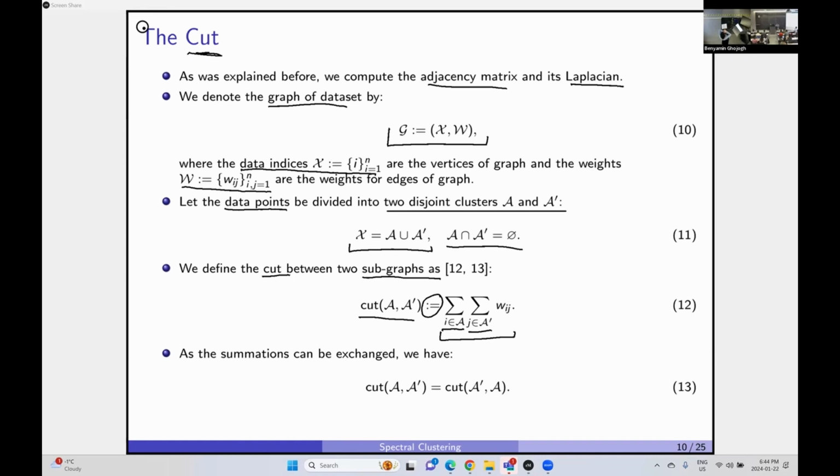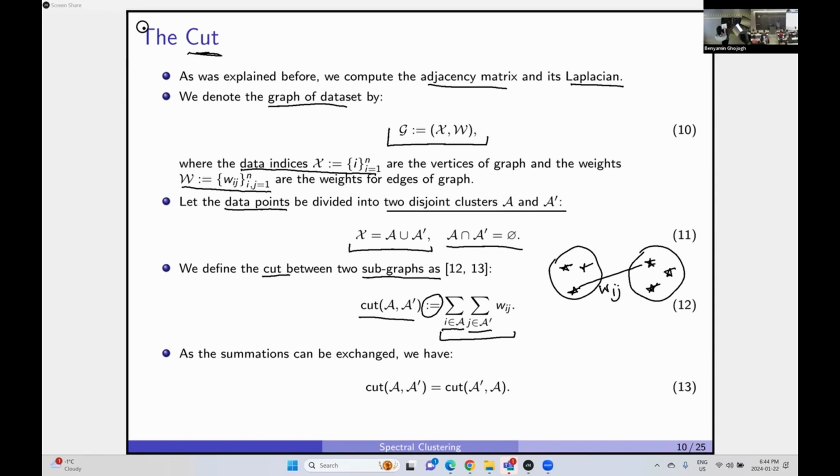Okay? Now, do you understand what it is? Assume I have two subgraphs like this and this, right? Between these two subgraphs, I might have some edges. They have some wij. Then I'm summing over all of these wij's, where i is from A and j is from A prime. And this is called the cut.